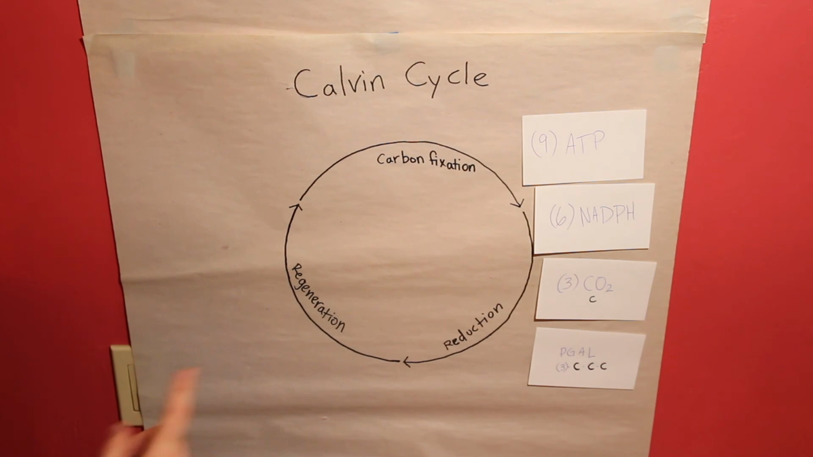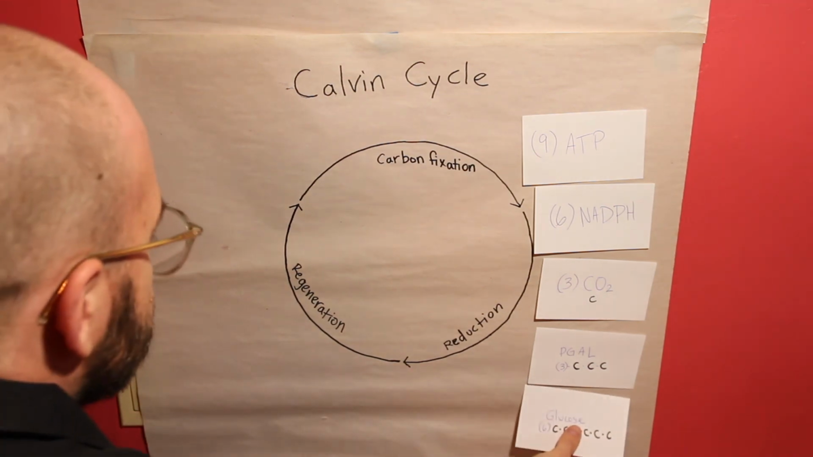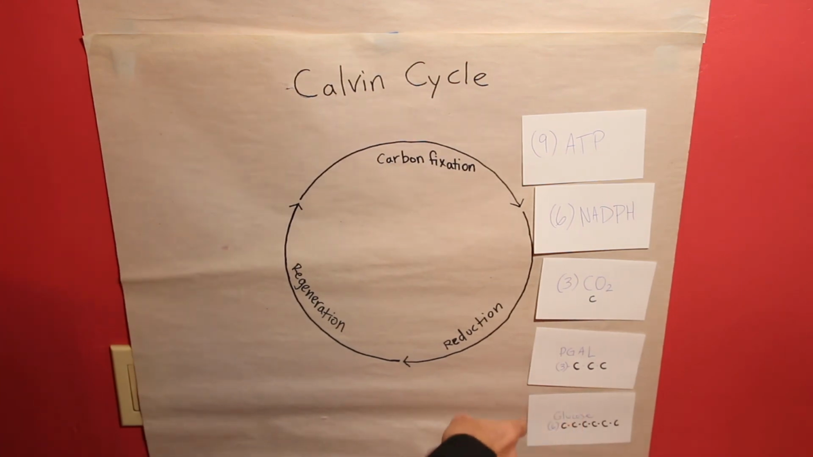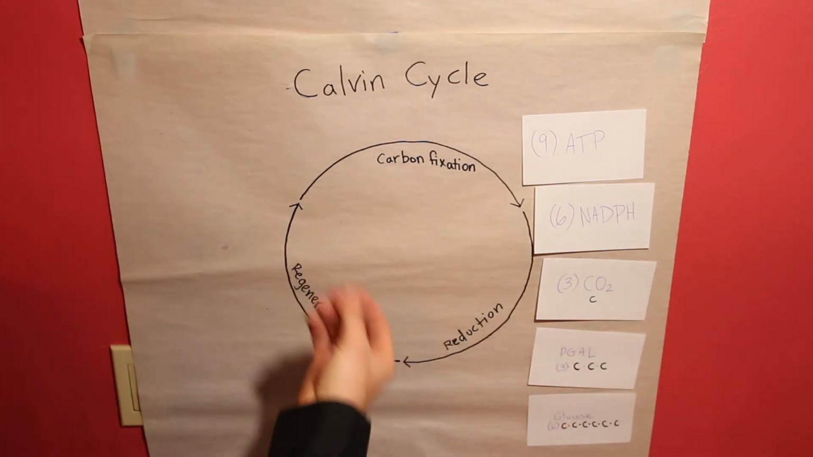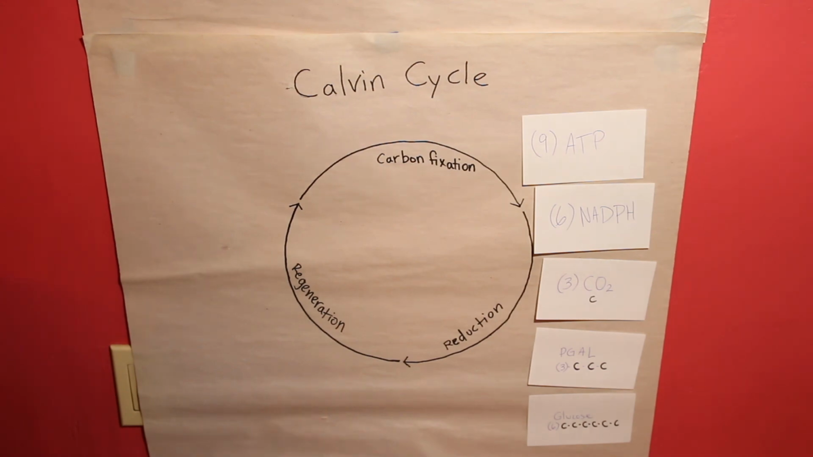Note that to get 1 carbohydrate like glucose, which is a 6-carbon molecule, the plant would need to perform double that. So 6 revolutions of the Calvin cycle. And it would require double the energy that I mentioned here.